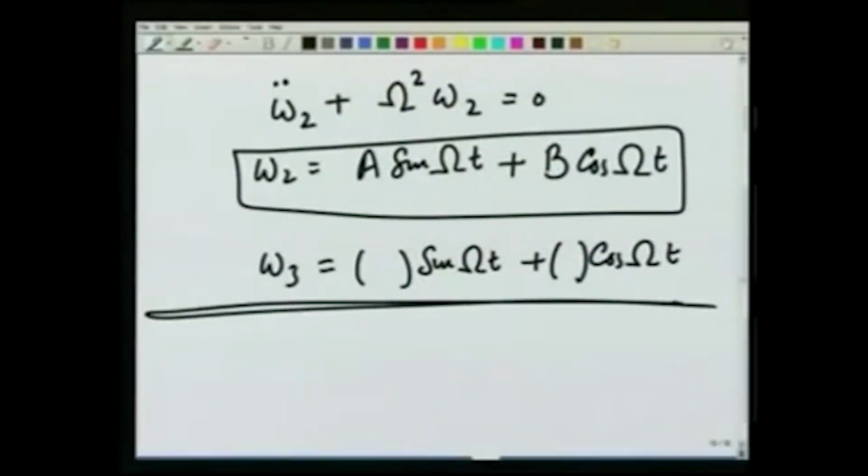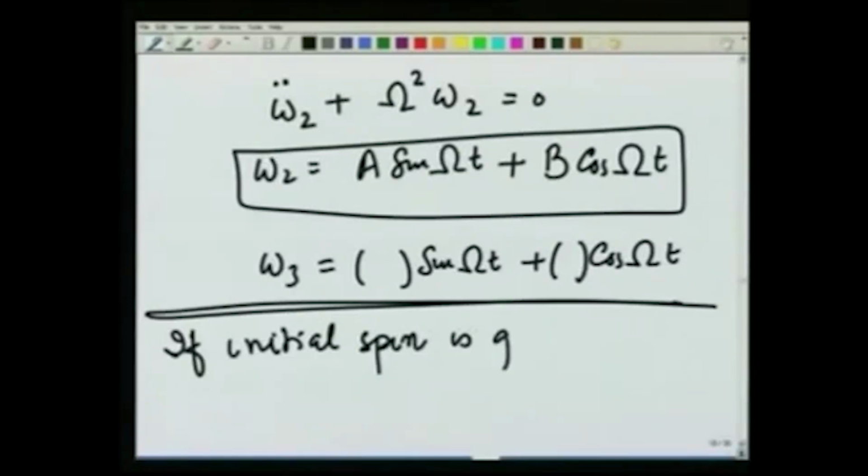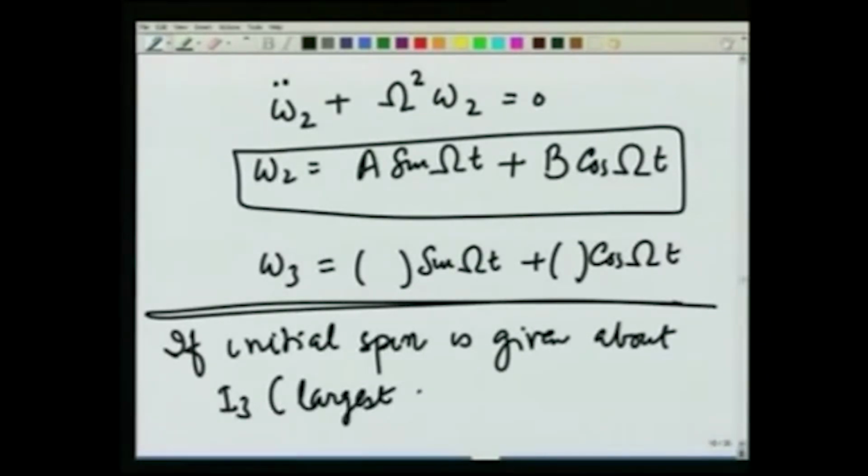This also, the second part, I will leave as an exercise for you. If initial spin is given about I3, that is the largest moment of inertia axis, you can again show that omega 3 would remain a constant and omega 1 and omega 2 would be changing in this manner.